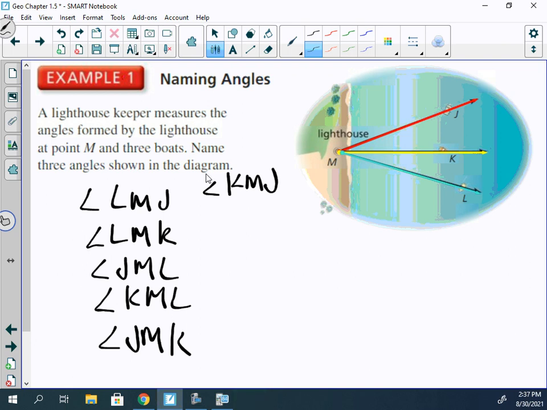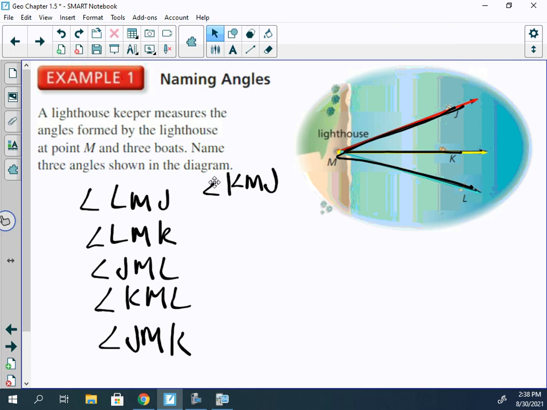And that's it. Because for each endpoint, L will have 2 that we can use with it being first. K, we can have 2 with it being first, and J, we can have 2 because there's 2 main angles. J, M, K, J, M, L. So there's 6 total that we could use. It only really asks for 3, but we went on and named all 6. Any questions on this here? Yes, sir.